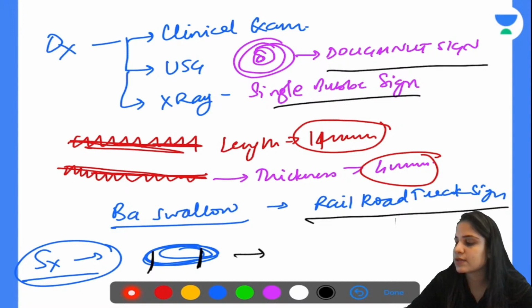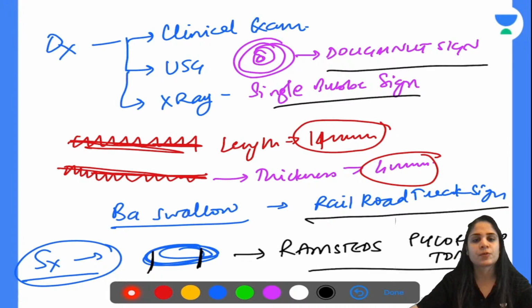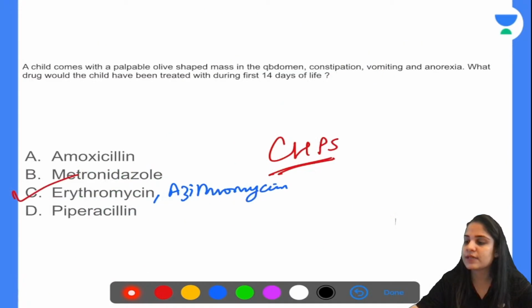So this is called Ramstedt's pyloromyotomy. You're cutting the muscle of the pylorus, that is why it is pyloromyotomy. So that is our surgical option for CHPSS. Yes, you keep the mucosa intact. Okay, so we've done the whole of CHPSS.